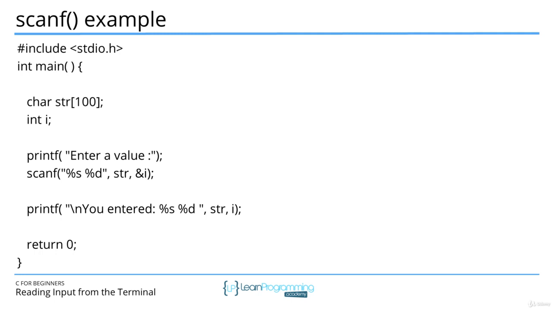And then the printf is displaying output. So it's saying you entered in this string and this integer, just like we know what printf does. And then the main function returns a 0.